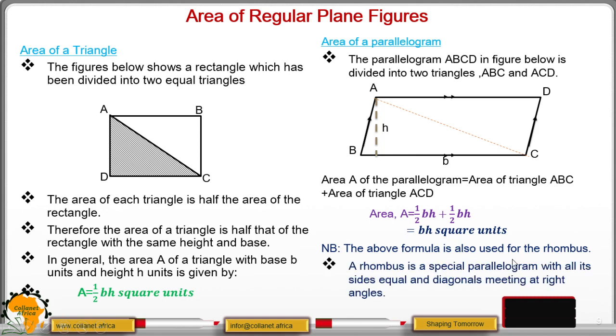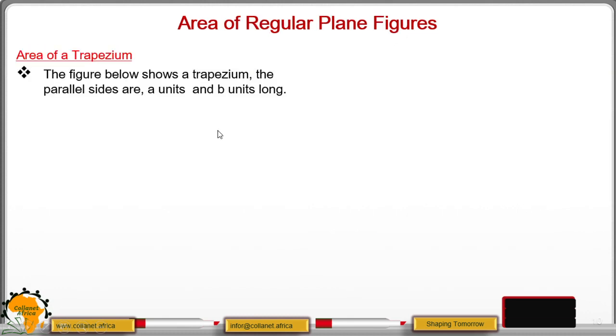Remember, a rhombus is a special parallelogram with all its sides equal and diagonals meeting at right angles. So if you have a rhombus or a parallelogram, you have this formula, that the area is base times height. From there, we can move to another plane figure that we call a trapezium.